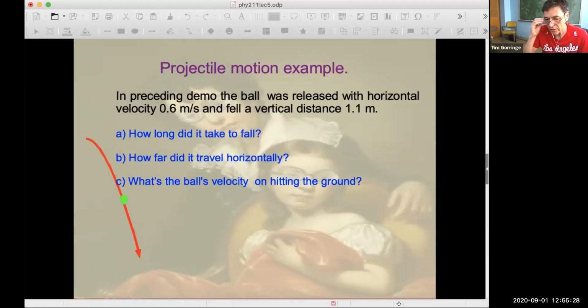So in this question that I'm going to work through, we're told that in the first demonstration, so not the last one, but the first demonstration, when I released the projectile from the platform, its initial horizontal velocity was 0.6 meters per second. And the height of the platform was 1.1 meters. And so those were numbers I just took from that particular experiment. That's the experiment we did.